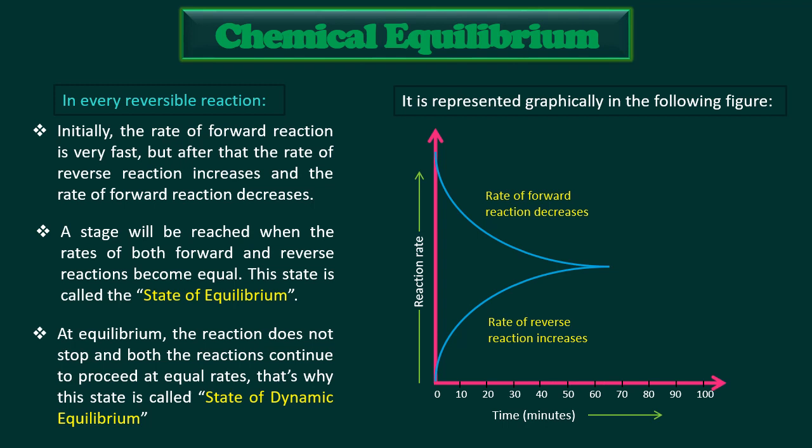The point where the two curves meet each other represents state of equilibrium. At equilibrium, rates of forward and reverse reaction become equal. Look at the curves again. I hope you understand.